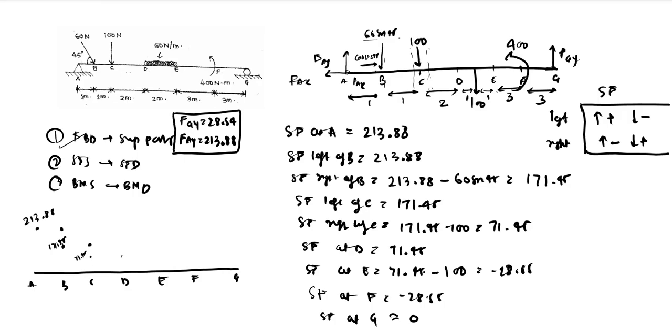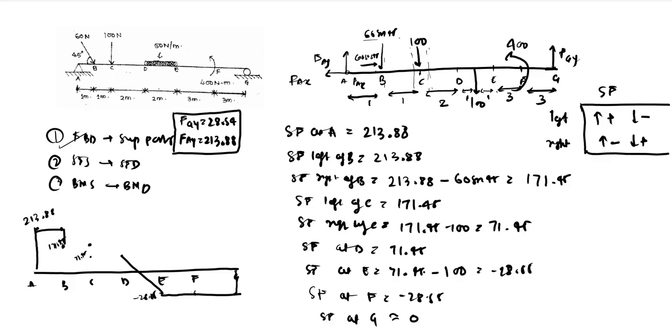At D, we have 71.45. At E, we have minus 28.55. Minus 28.55, and at F is the same. At G is the same, and just at G, it is going to 0. So it will vary something like this. And whenever there is a UDL there, it will vary like a linear, like an inclined line.